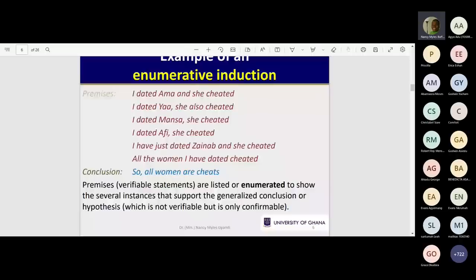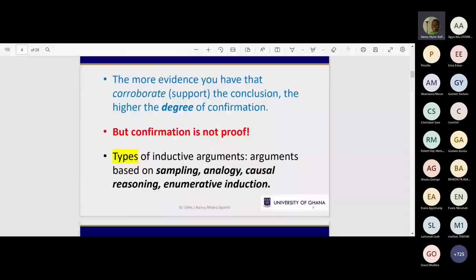So this is what I'm doing. I am counting, I'm enumerating. I saw Mr. Kwanza was engaging on that before the network started bothering him. I'm counting several instances to support the claim I make. What is the claim I want to make? That all women are cheats. What's my reason? I have 1,001 instances that I'm counting, enumerating. So the more evidence, particular instances, I have that support the claim I'm making, the higher the degree of confirmation. The more evidence you have that corroborates, the word corroborate means it coheres with it, it supports it. Don't say that the more evidence you have, therefore you have proven. The language is wrong. You don't prove it. If it's proof, it can't be false.